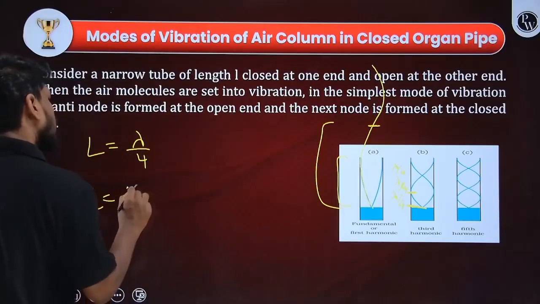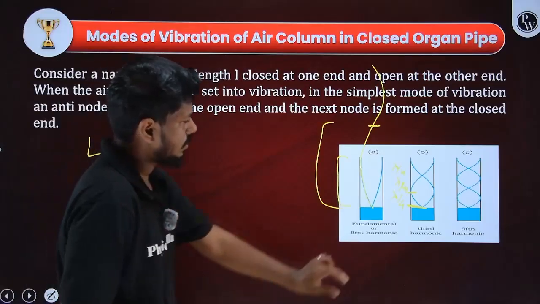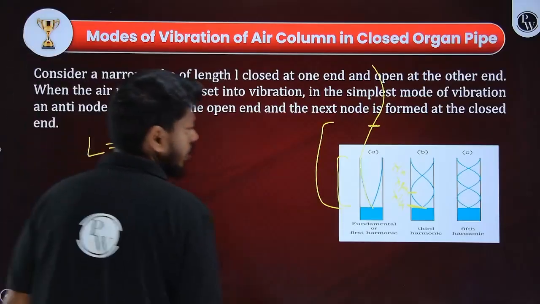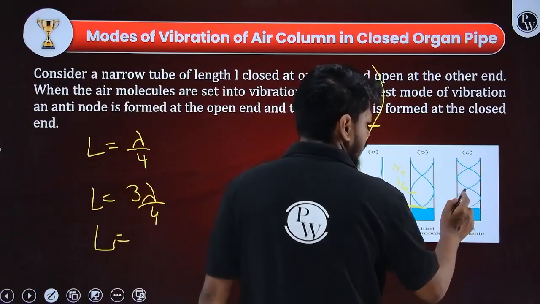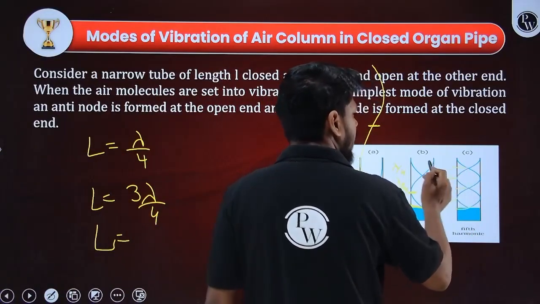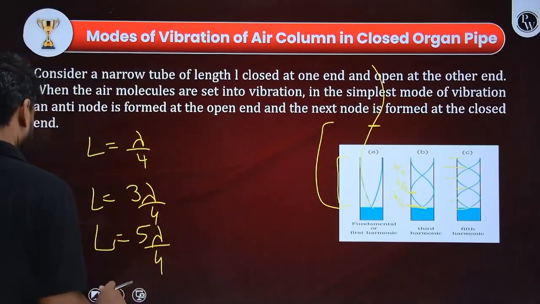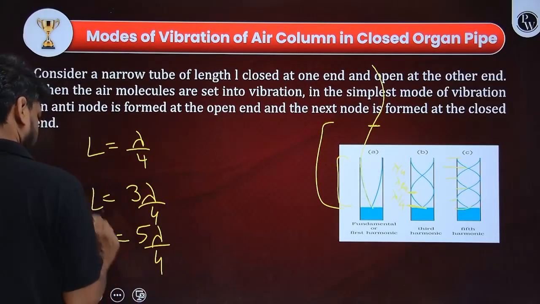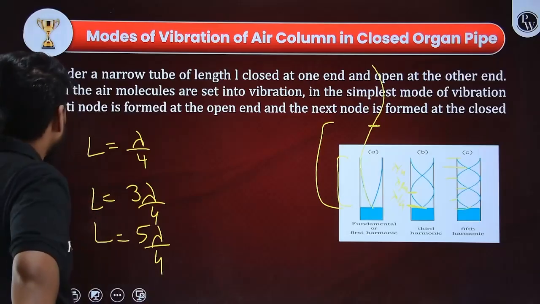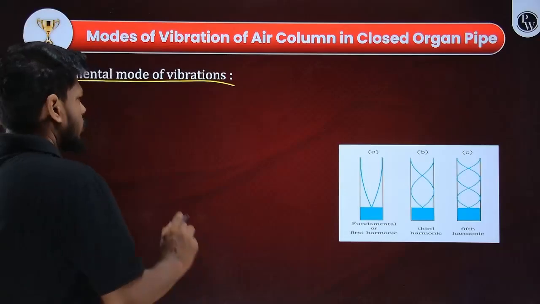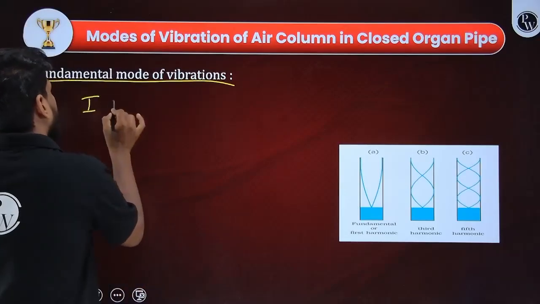Next we have 3 lambda by 4. See, lambda by 4, lambda by 4, lambda by 4. So 3 lambda by 4. Next length is going to be 5 lambda by 4, since lambda by 4 five times. Any difficulty? So if I am talking about first mode of vibration, so first mode of vibration is called first harmonics.